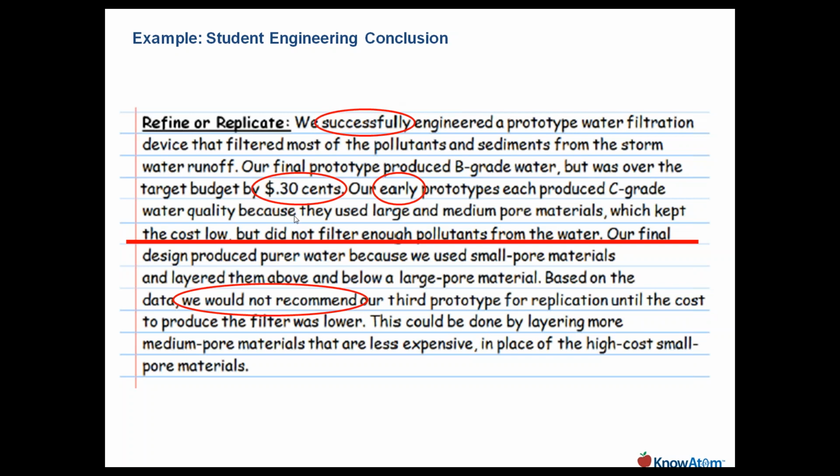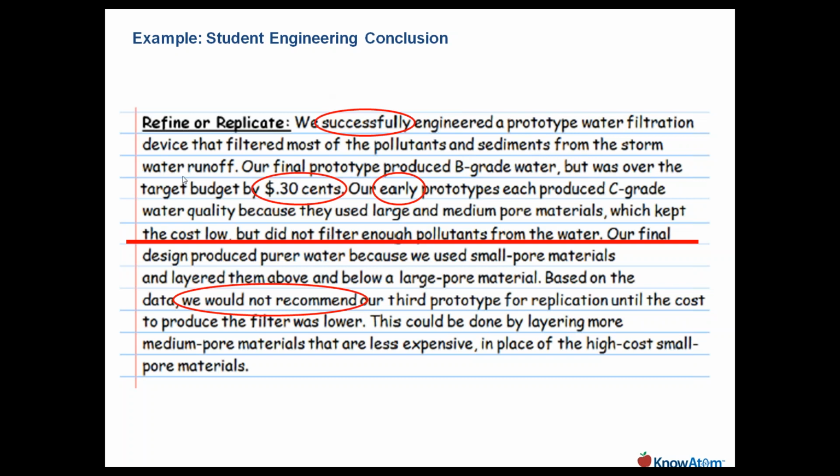What do you mean by successful? It was over budget. You're right. Can you go back and tighten that up? Help me really understand what you mean by successful. Also, you're saying B-grade water. If you're really being persuasive, how do I know what B-grade water is? Can you help frame that? How many grades of water are there? Does it go from A to Z? What can you tell me about this?